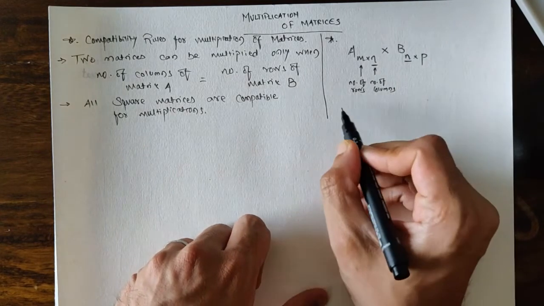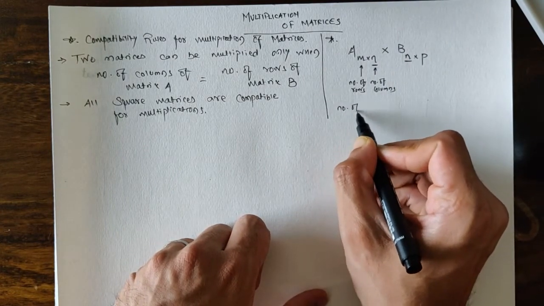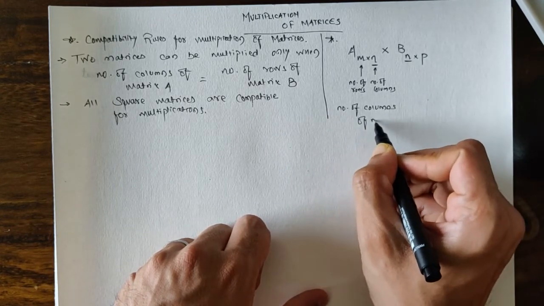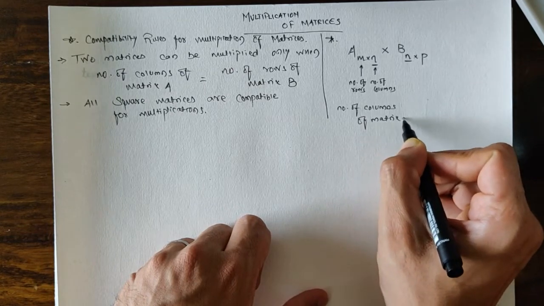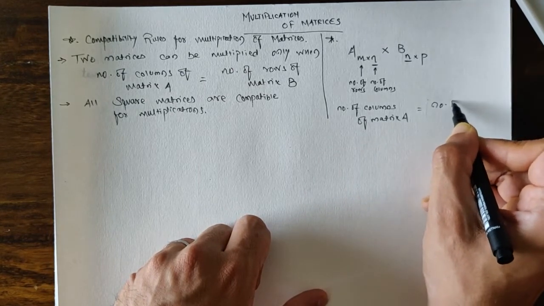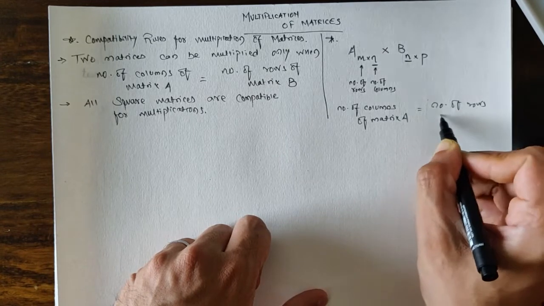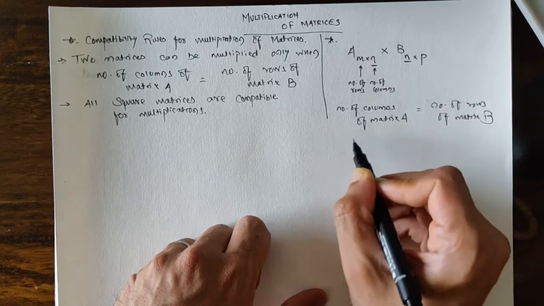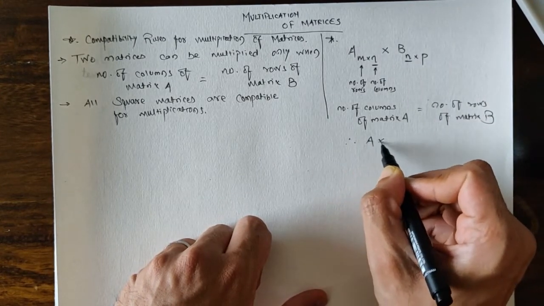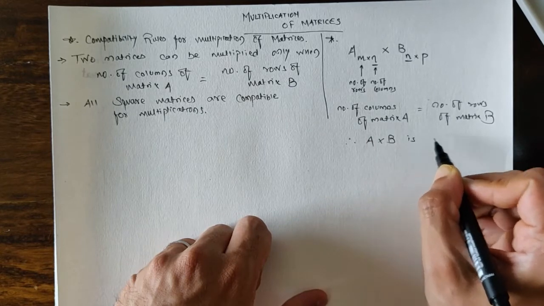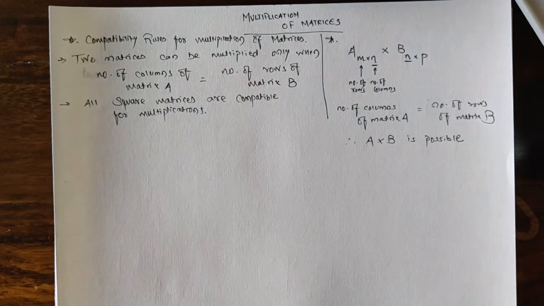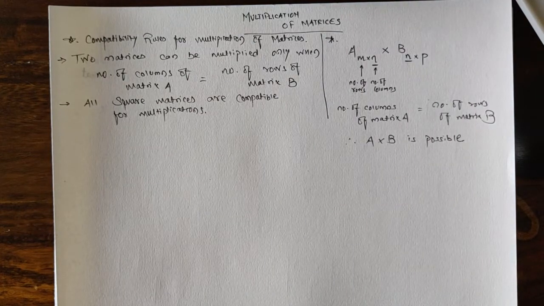So we can say that the number of columns of matrix A is equal to the number of rows of matrix B. Therefore, matrix A multiplied by matrix B is possible. A and B matrices are compatible for multiplication. A multiplied with B is possible.